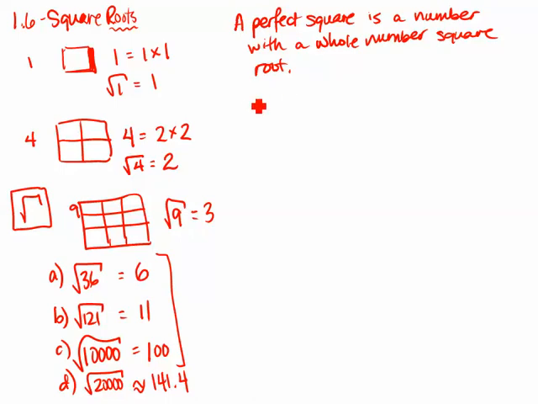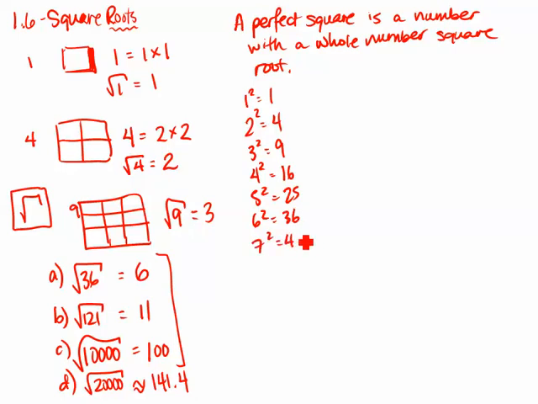So let's list some of them. The first perfect square is 1. The next whole number after 1 is 2. So the next perfect square is 4. The next perfect square after that is 9. The next whole number after 3 squared is 4 squared. And so the next perfect square is 16. 5 squared is 25. 6 squared is 36. 7 squared is 49. 8 squared is 64. 9 squared is 9 times 9, and that's 81.